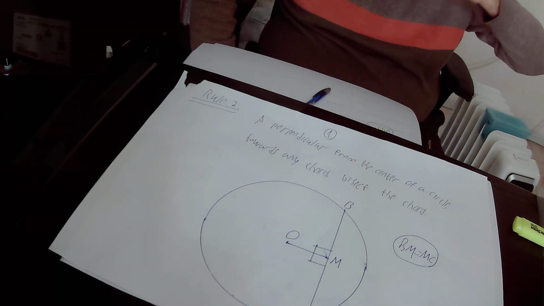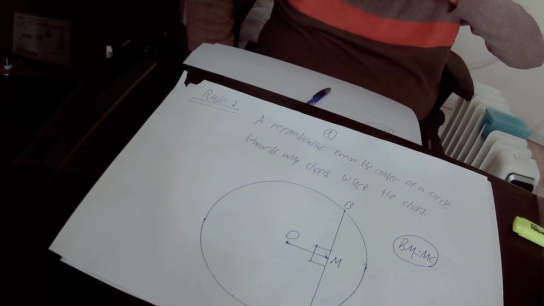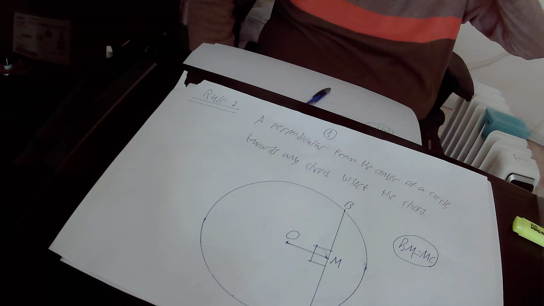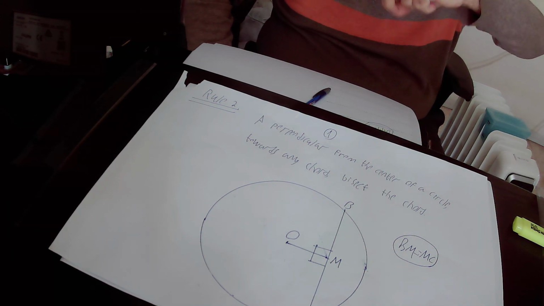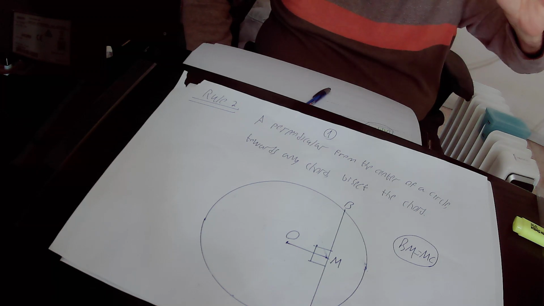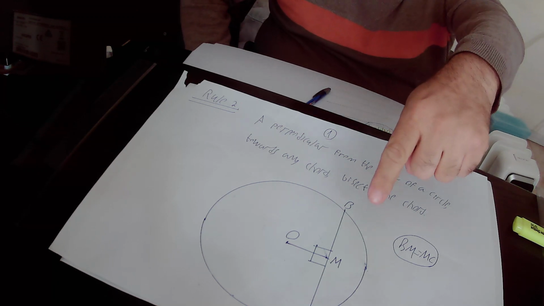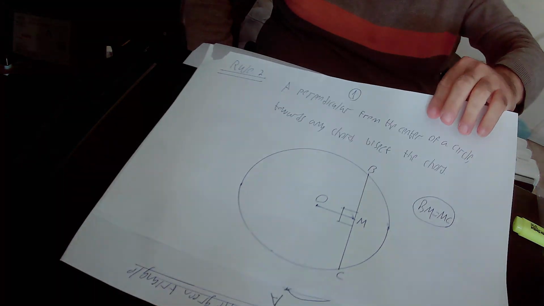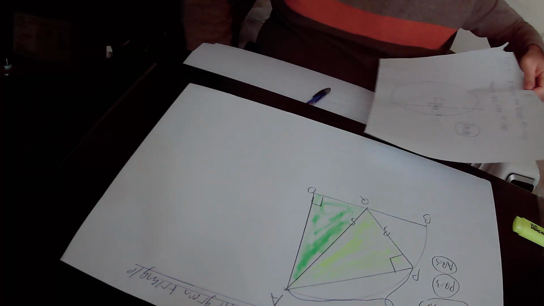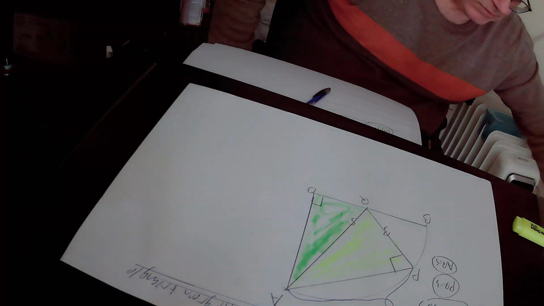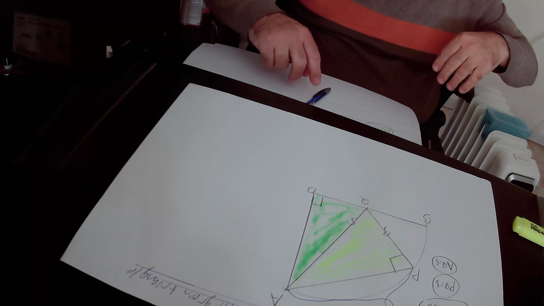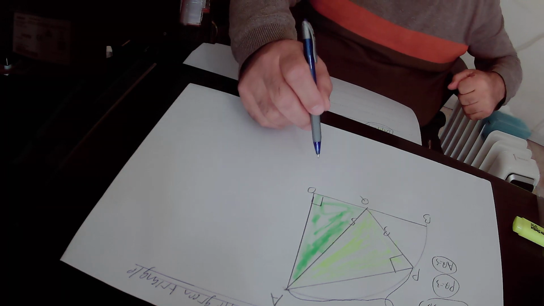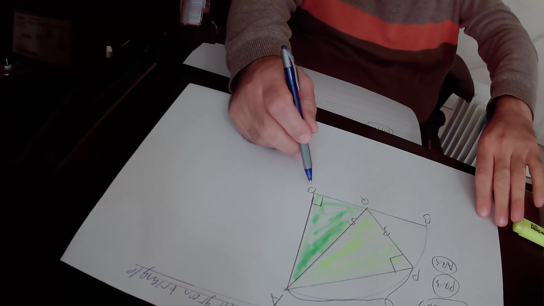So the perpendicular from the center of a circle towards any chord, here BC could be any chord, bisects the chord. Again, in this case, BM equals MC. Okay, so we can implement rule number 2 in our drawing. Why? Because in our drawing, the center of the circle is located here at point O.